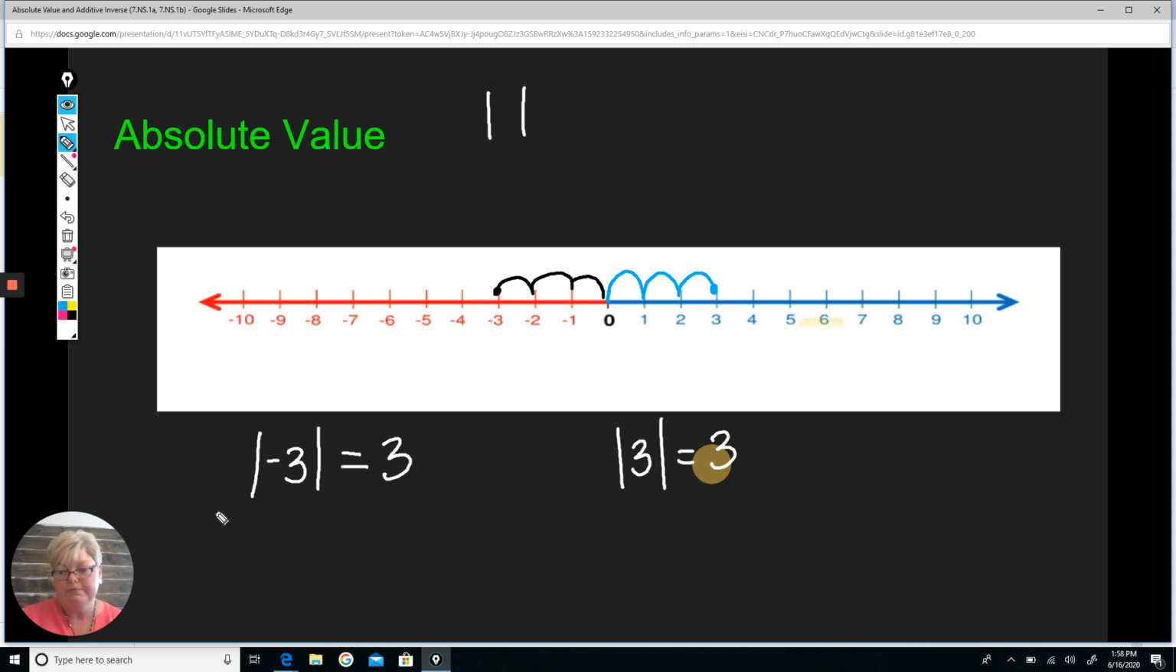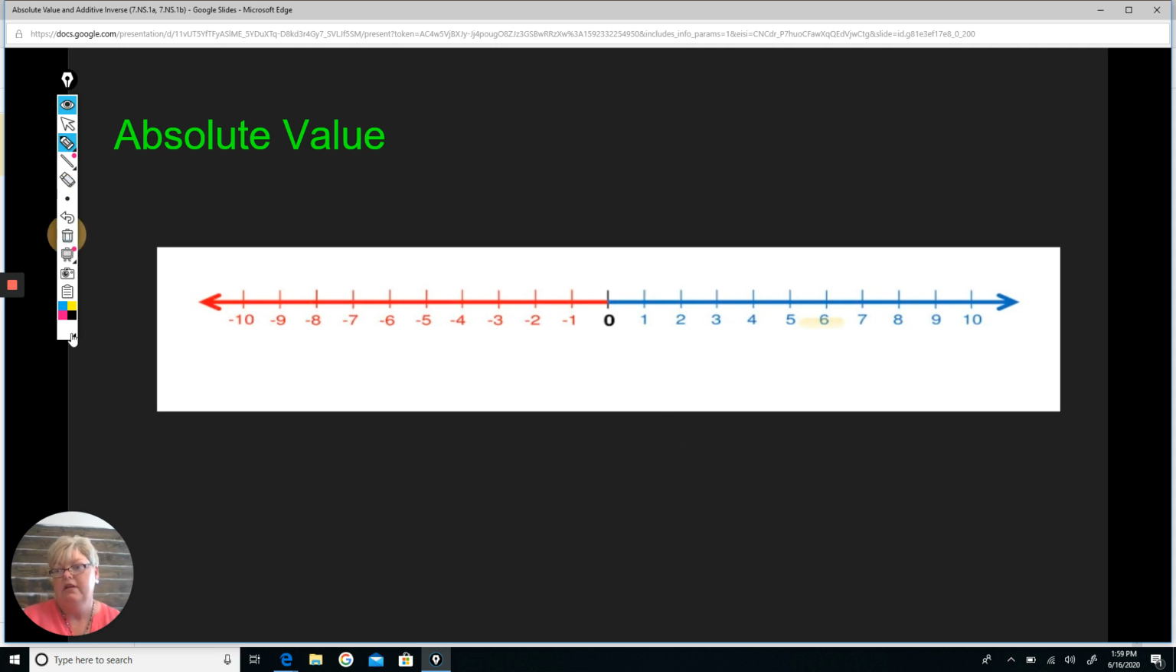Let's do one more. Let me clear the screen. So if I have the absolute value of 6, I would go and put a dot on 6. And I would count how many spaces it is to 0. So that's 1, 2, 3, 4, 5, 6. And so the solution to the absolute value of 6 is 6.